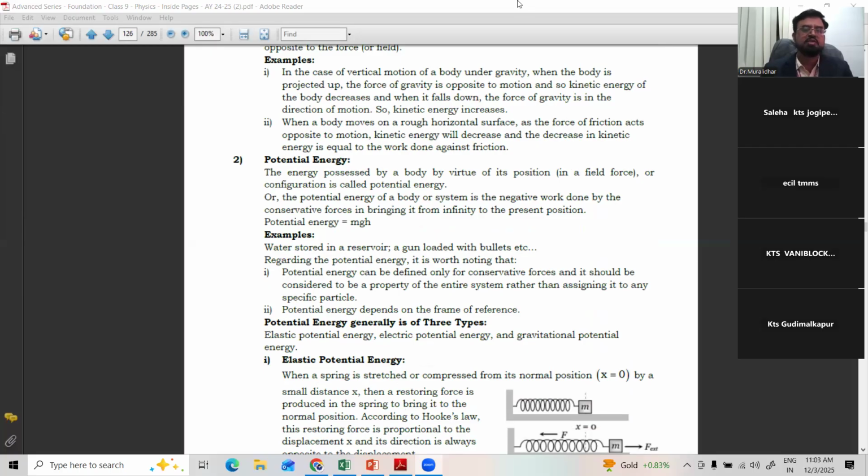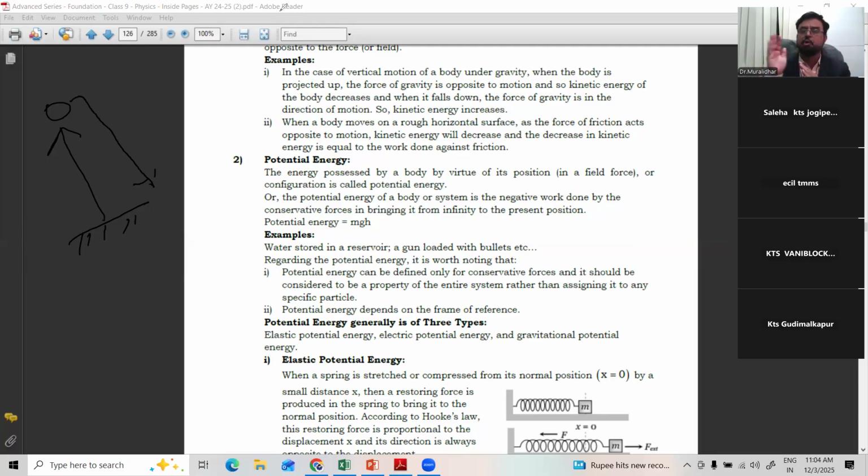So many examples are given for this work energy theorem. In the case of vertical motion of a body under gravity, when the body is projected up or thrown up, the force of gravity opposes the motion, and the kinetic energy of the body decreases, and it falls down. As it goes upwards, its energy decreases and finally it comes down and falls to the earth. In some cases kinetic energy may increase, in some cases it decreases. Where kinetic energy decreases, potential energy increases, but the total energy is always constant.